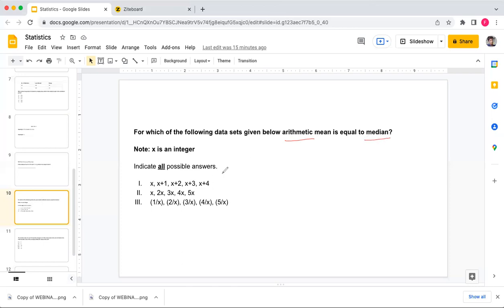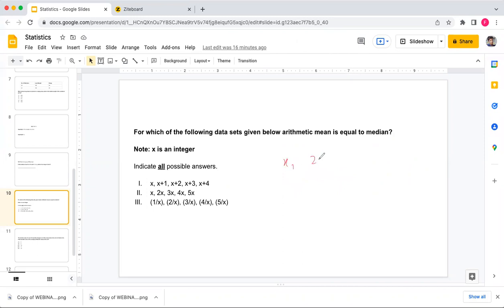Okay, so we see the first one, that is x plus 1, x plus 2, x plus 3, and x plus 4. So the gap is 1 in each, this is an arithmetic progression. That's why the mean and median will be equal in the first scenario, right? Okay, so now moving to the next one.